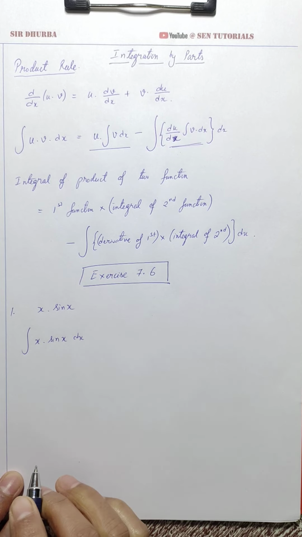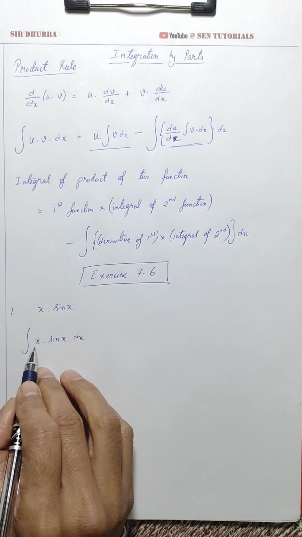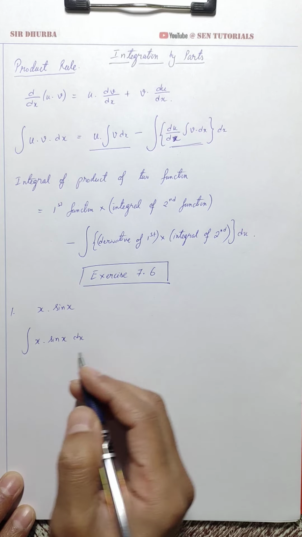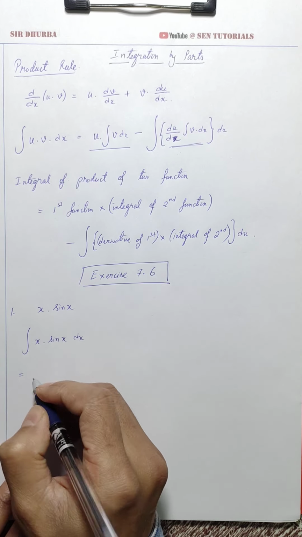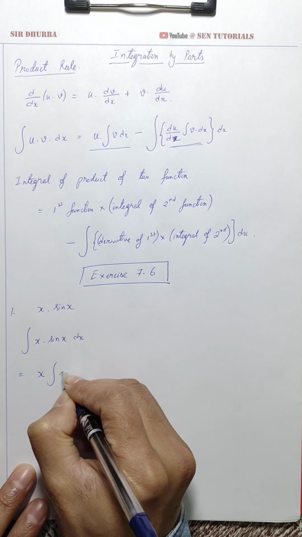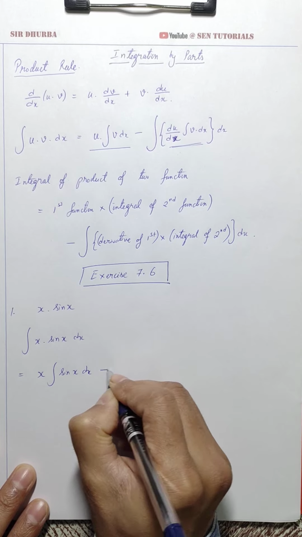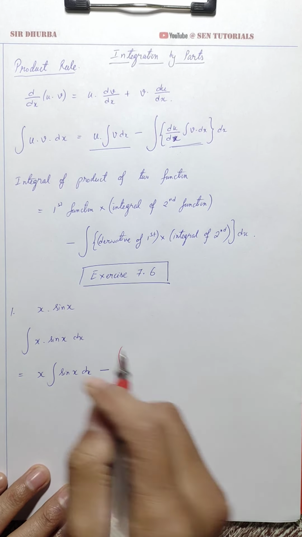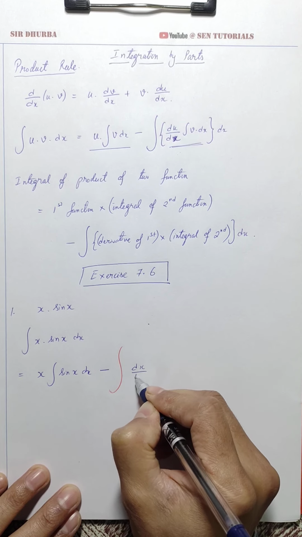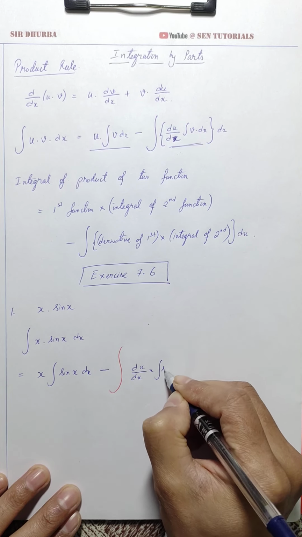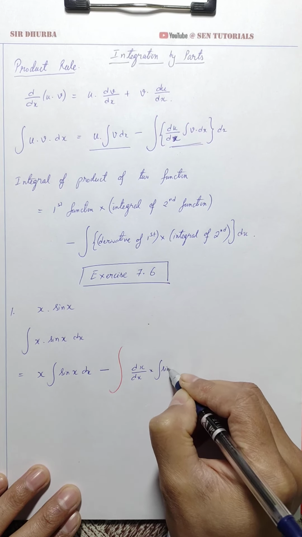We will integrate x into sine x. We see that we have a product of two functions, the algebraic function and the trigonometric function. So how shall we do this? As I said, first function into the integral of the second function, minus the whole integral of the derivative of the first function into the integral of the second function. Got that? Whatever value we get here, we will integrate over again.